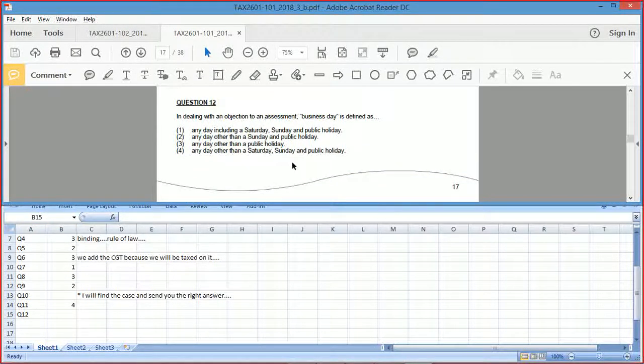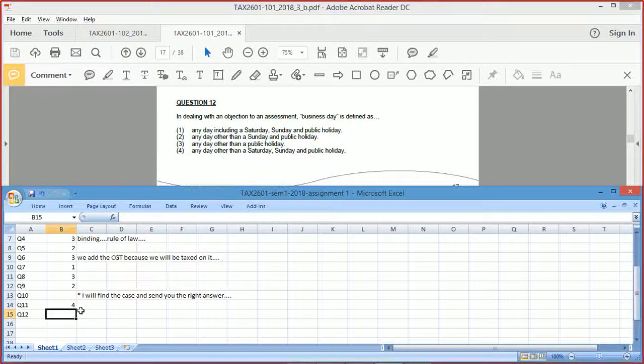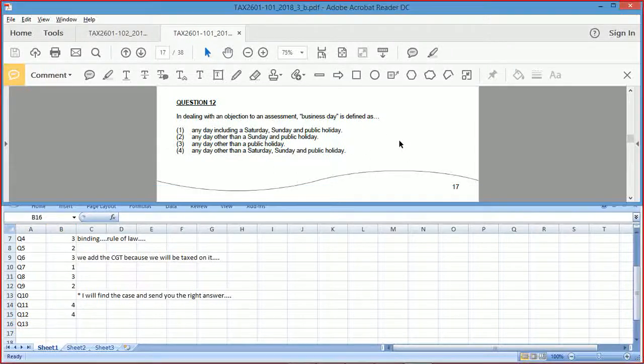Dealing with an objection to an assessment, business day is defined as. Okay, that's not the normal business day that we have normally. Obviously business means work days. So a day including Saturday, no. Any day other than Saturday, Sunday, and a public holiday, that would apply. Number 4. That's just normal everyday common sense. Do you agree? Yes, sir. Okay.